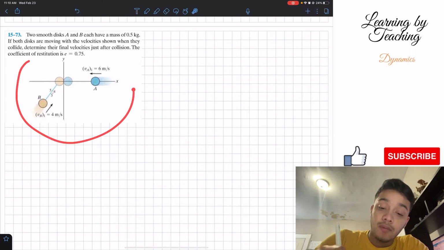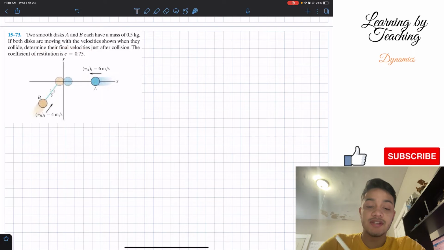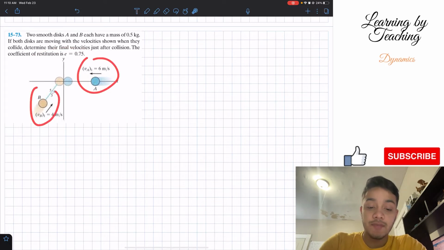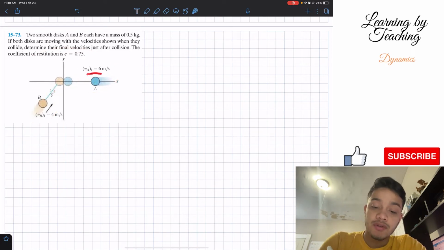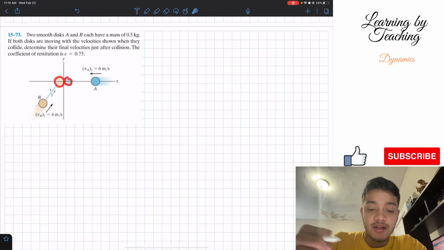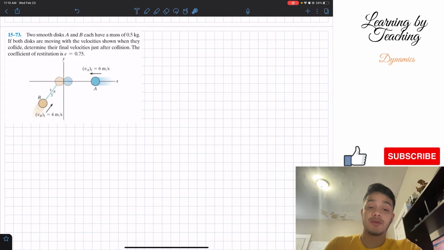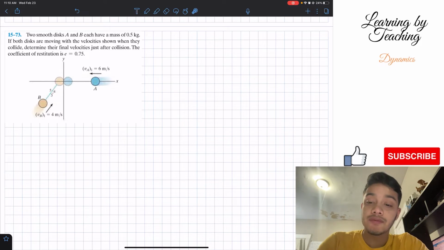Alright, so what we're given here is disk A and disk B. They're each moving with their respective velocities, and they're going to collide. And over here, they give us a description of the way that they're going to collide. So we're just going to try to find the velocity at the end, and we'll see how we're going to do this.